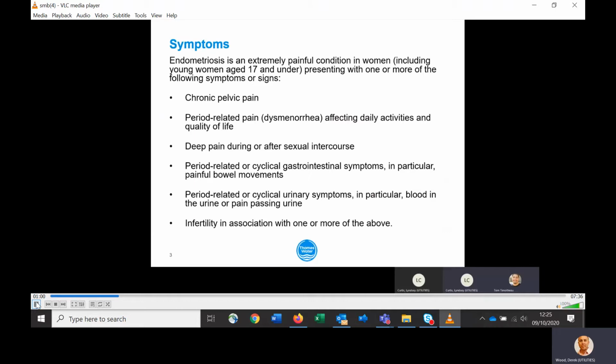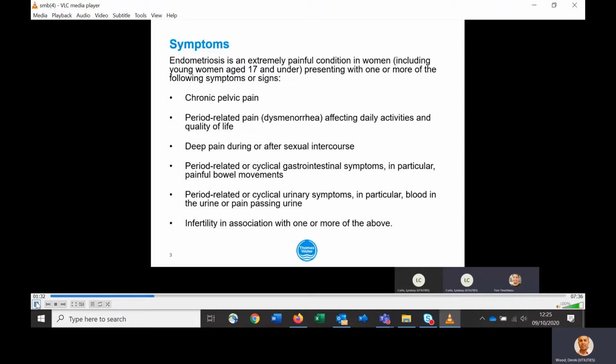So what are the symptoms? Anyone of reproductive age can get this condition. The things you could get are chronic pelvic pain and period pain, really strong pains which can affect your daily activities and even your quality of life, if it's very severe. You can get really deep pains during sexual intercourse, and also painful bowel movements. So it really does affect the lower part of your body.